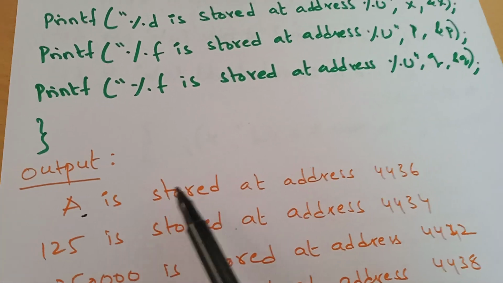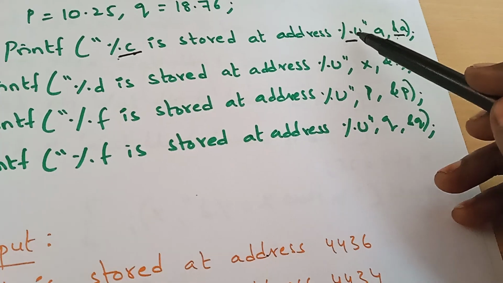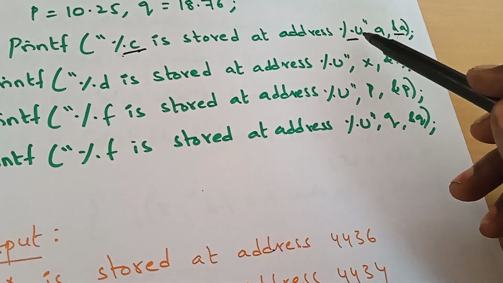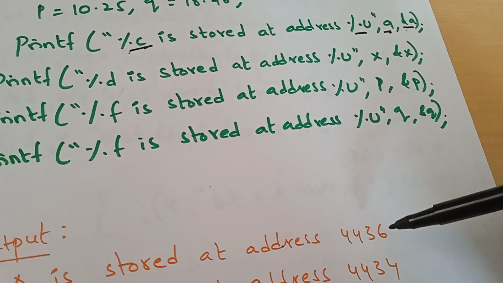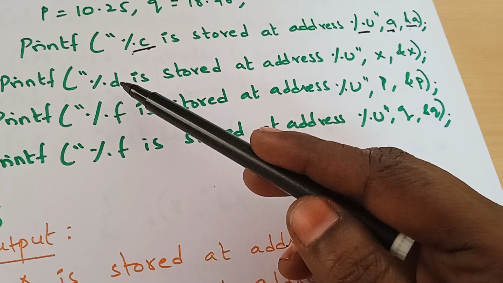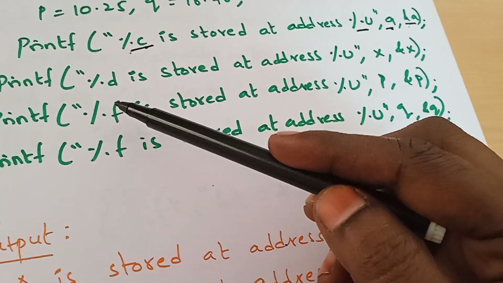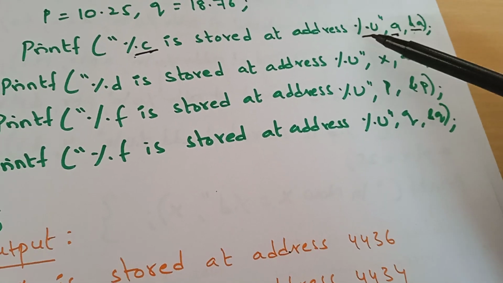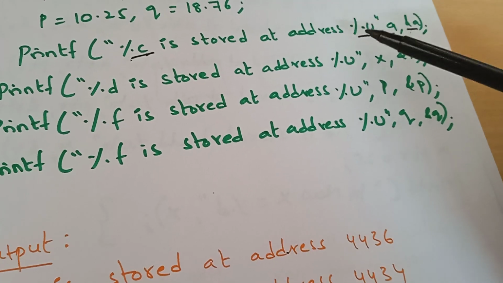"a is stored at address." Now look at this statement. I have given %u, and this is the access specifier through which we will see the address of the variable. %c, %d, %f are used to see the values of the variable, and %u will help us see the location or the address of the variable.